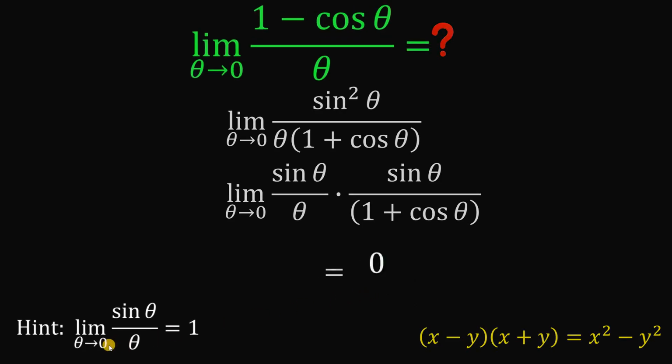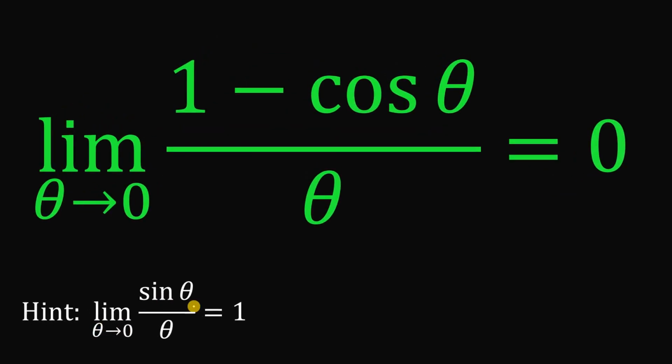Therefore, given this hint that the limit of sine theta over theta as theta approaches 0 equals 1, the limit of 1 minus cosine theta over theta as theta approaches 0 is simply equal to 0. And this is our answer to this question. And as always, we are done.